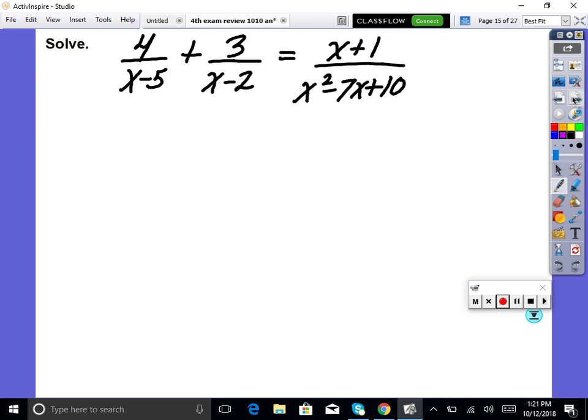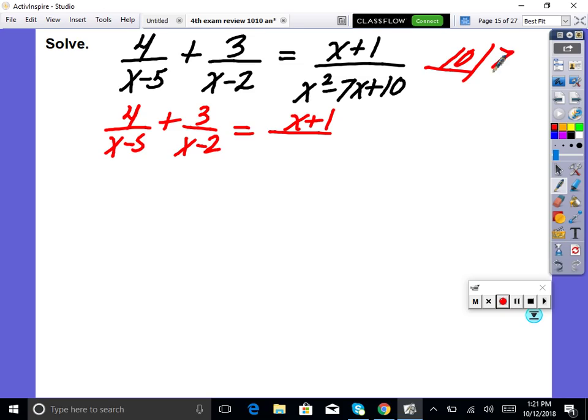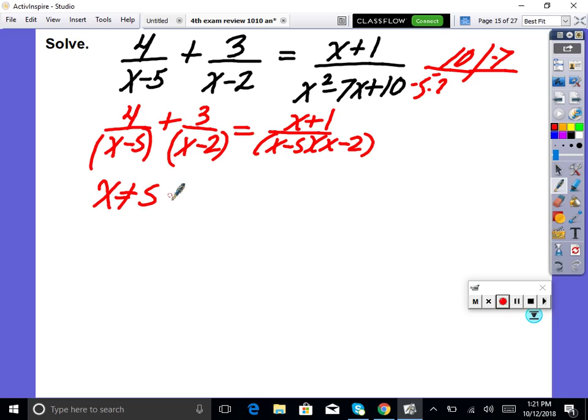It says solve. So you'd say, okay, to solve, I've got to factor my denominators. So 4 over x minus 5 plus 3 over x minus 2 equals x plus 1 over what multiplies to be 10 and adds up to be negative 7: 5 times 2, negative, negative. We can quick factor, so that's x minus 5 and x minus 2. So you'd say, okay, I am going to restrict, so x cannot be 5 or 2. If we solve and we get either of those solutions, they're going to be extraneous. We would throw them out.